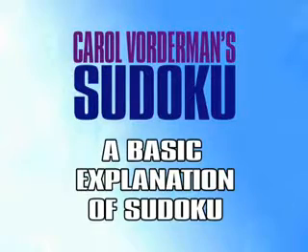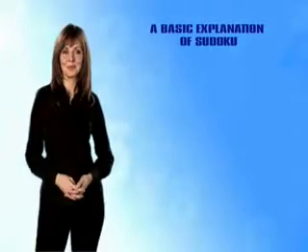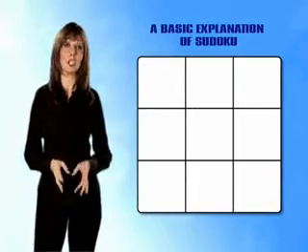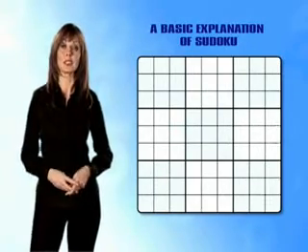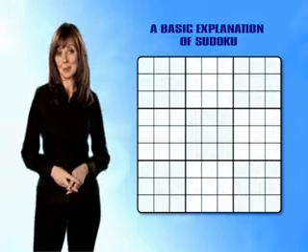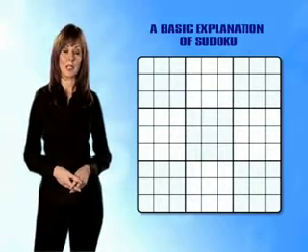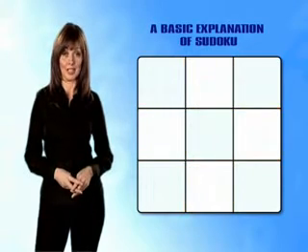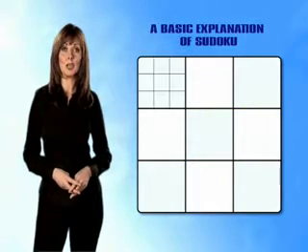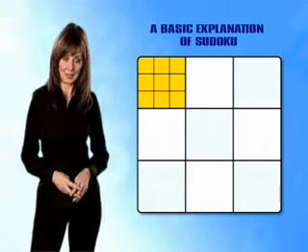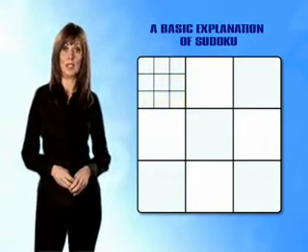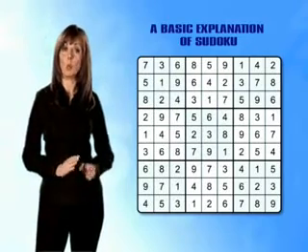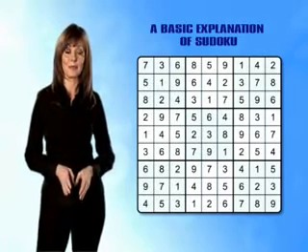A basic explanation of Sudoku. Okay, so let's familiarise ourselves with the basic terms involved in understanding how to play Sudoku. The puzzle takes place within a large grid that's split into 9 smaller mini-grids by thick black lines. Each mini-grid is made up of 9 boxes. Each box will, once the puzzle is completed, contain an individual number between 1 and 9.